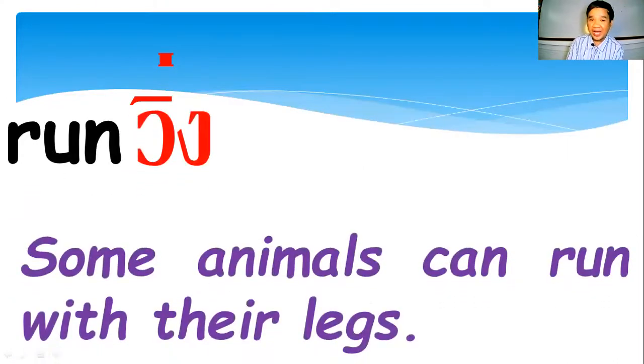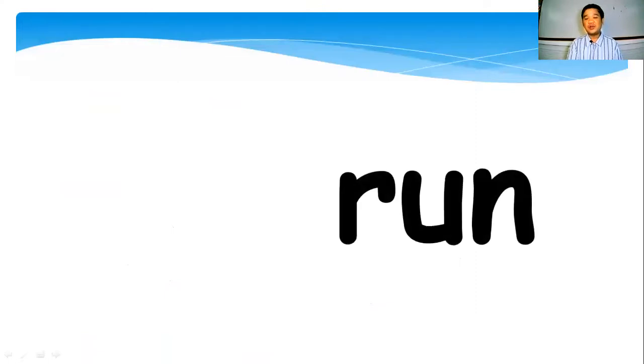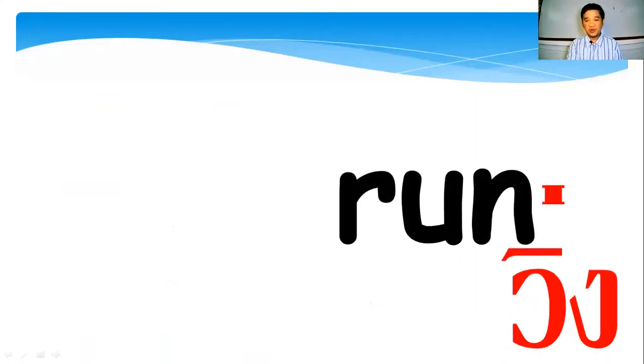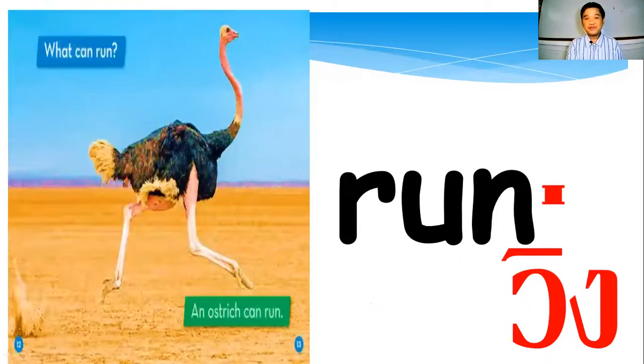Okay, and also run. The animals can run because of their legs. Some animals cannot run because they don't have legs, but most of the animals can run because they have legs. And what are those examples? The examples for animals who can run are the following, such as the ostrich. Ostrich is one of the fastest animals who can run. One of the fastest birds who can run, such as ostrich.